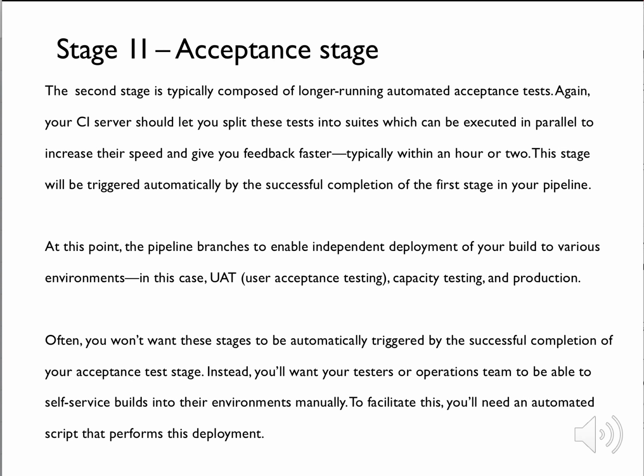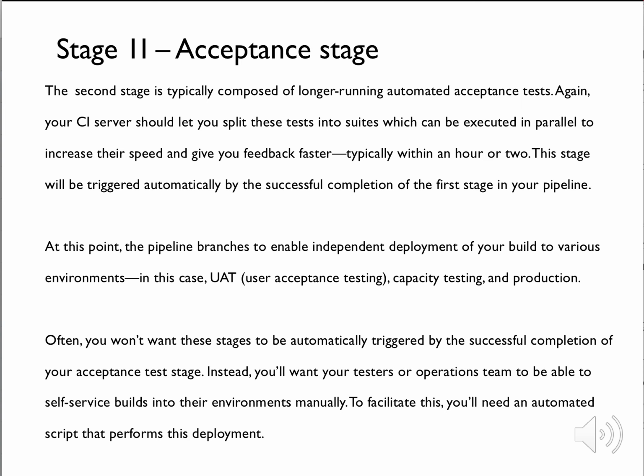The second stage is the acceptance stage. Once your code is clean, it is ready to go into the next stage, where we understand the behavior of the application. This acceptance testing stage is composed of longer-running automated acceptance tests. Again, we are not talking about manual test cases, but automated acceptance tests. Your CI server should let you split these tests into test suites that can be executed in parallel to increase speed and give you feedback faster, typically within an hour or two.